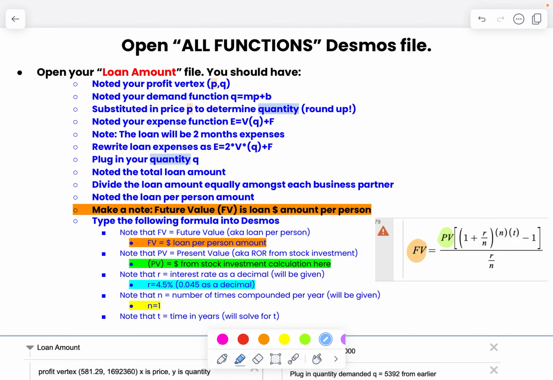R is the interest rate for the loan. N represents the number of times it's compounded per year. Loans can be compounded annually, monthly, weekly, bi-weekly. There's all different kinds of stuff that can happen. And then T is time in years. And that is actually what we're going to be solving for today.